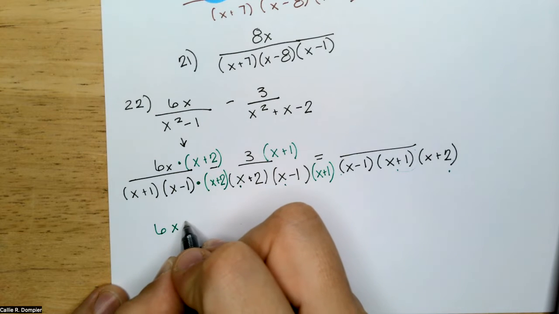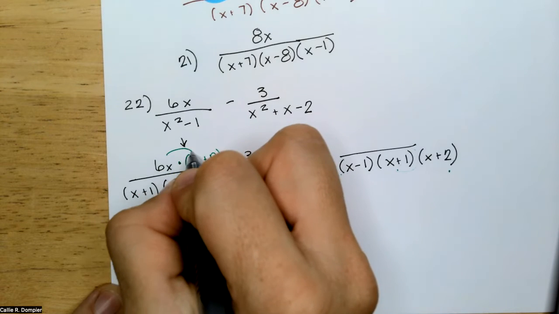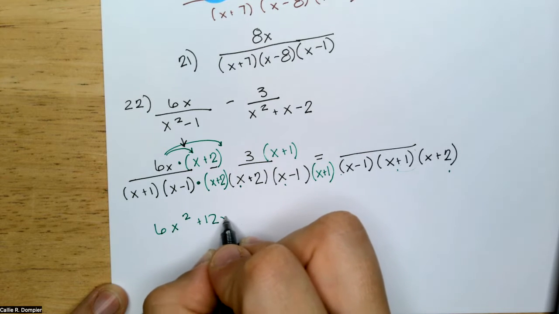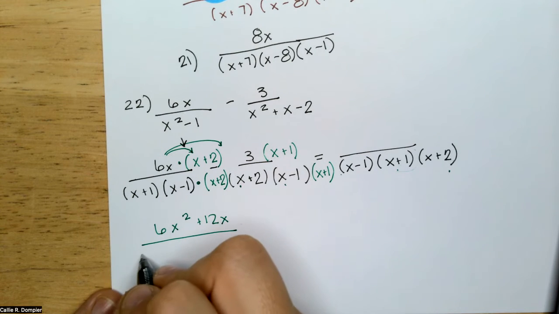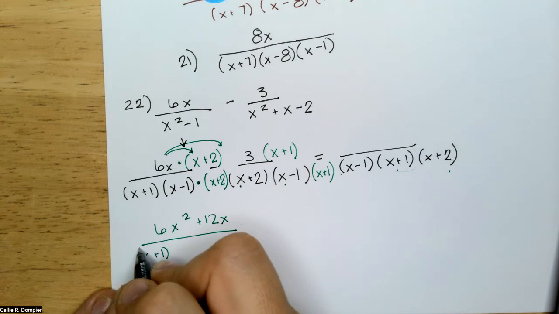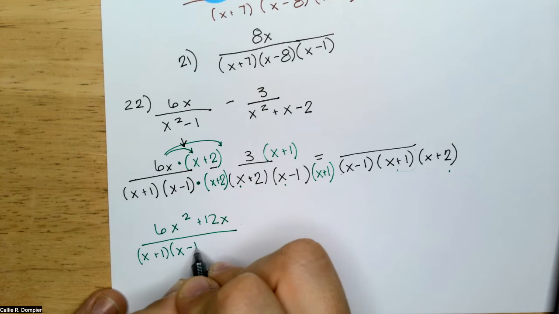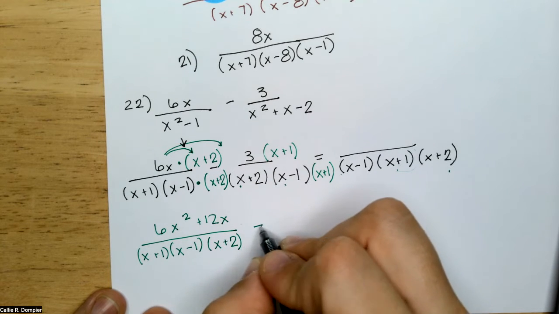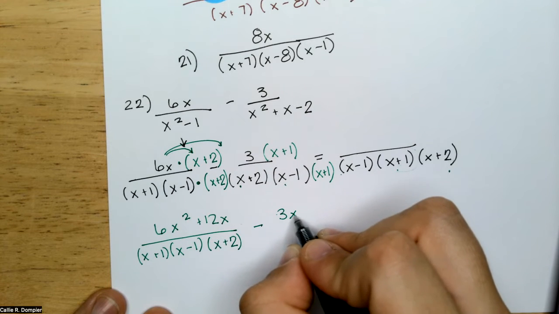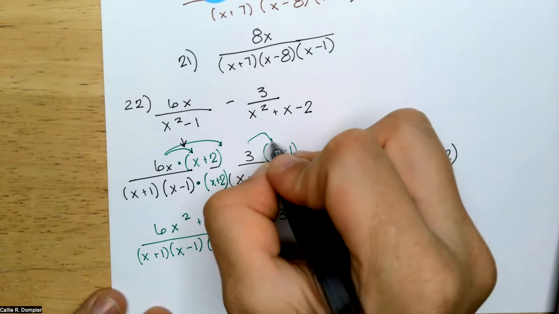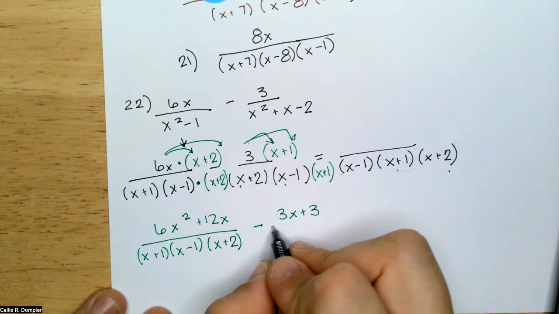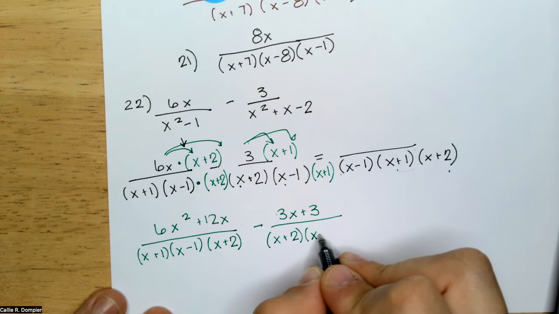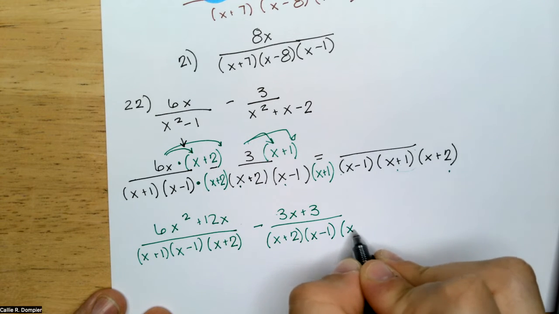6x squared plus 12x over x plus 1 times x minus 1 times x plus 2. Minus, again, 3x plus 3, if I distribute the 3, over x plus 2 times x minus 1 times x plus 1.